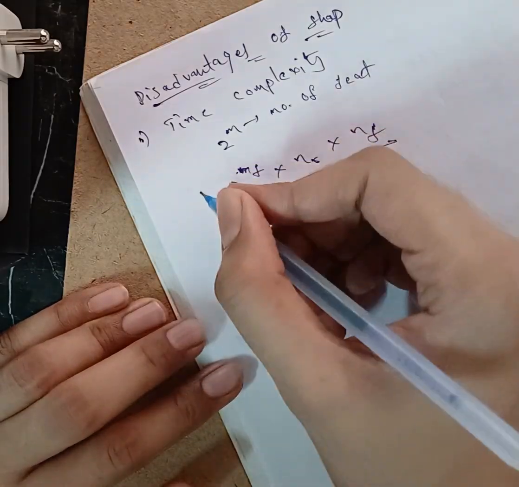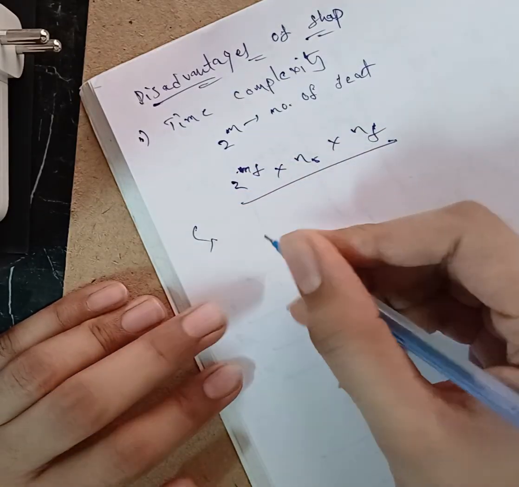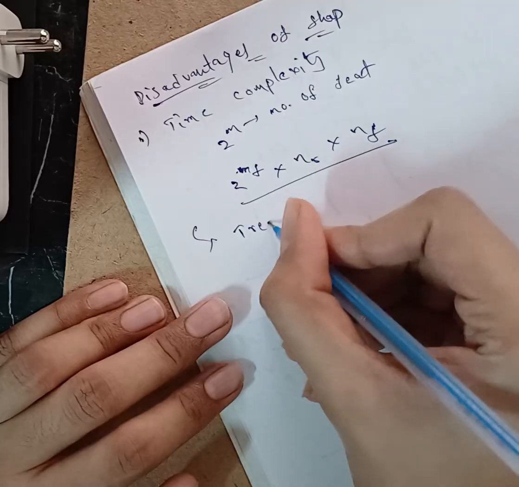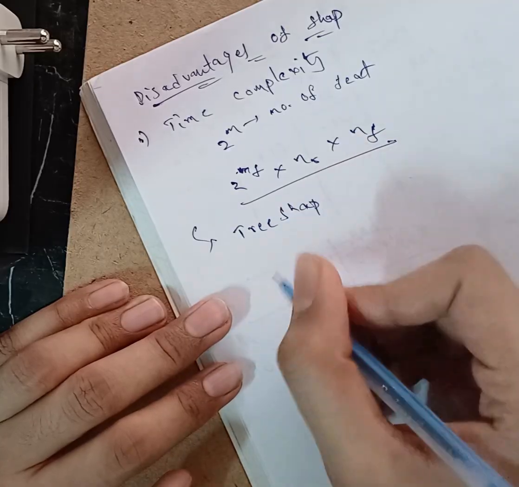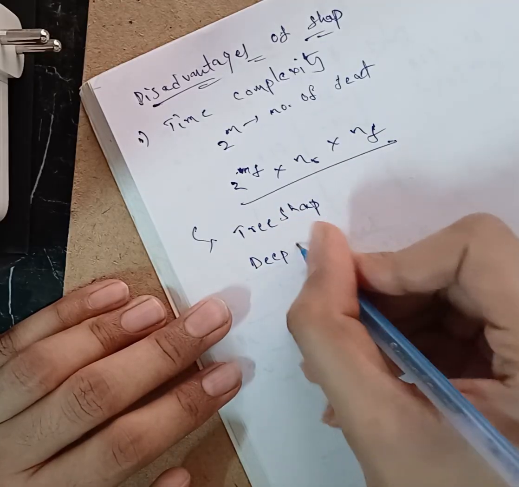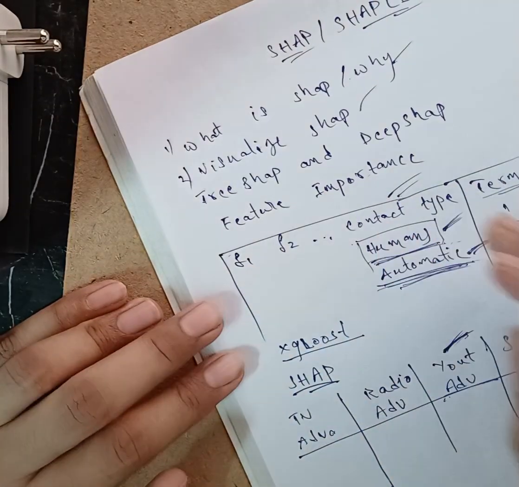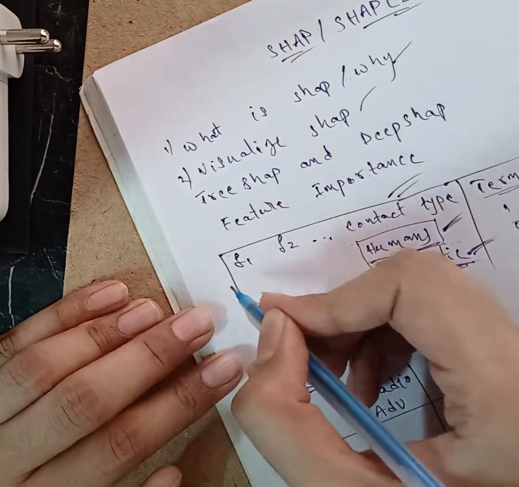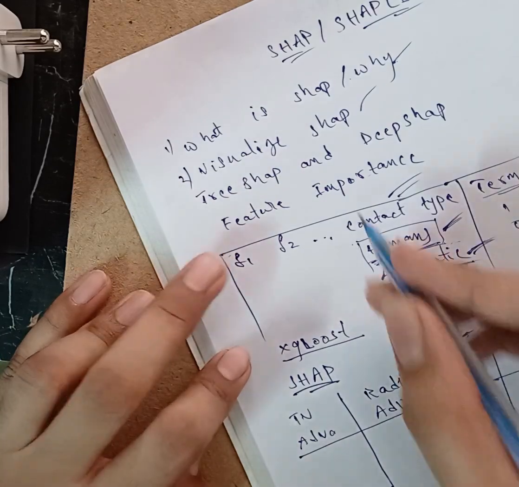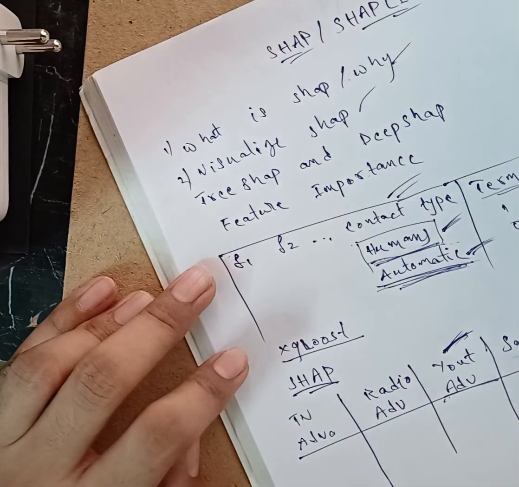So to tackle this, there is something called Tree SHAP and Deep SHAP. And as I mentioned earlier, we're going to discuss Tree SHAP and Deep SHAP in maybe the next videos.